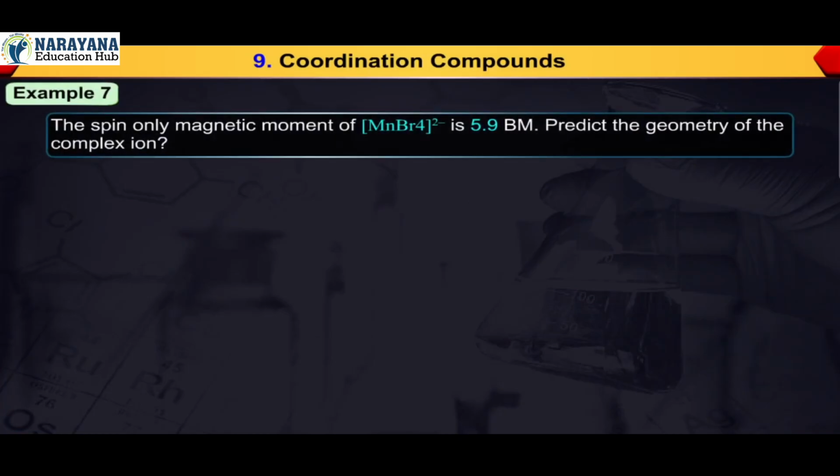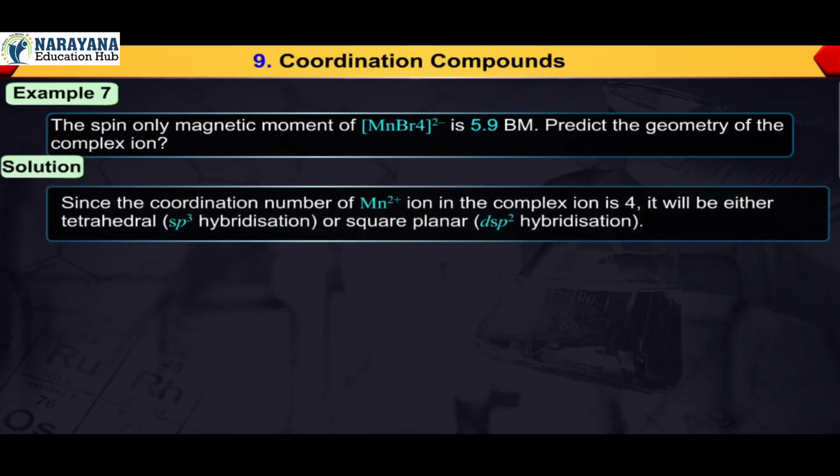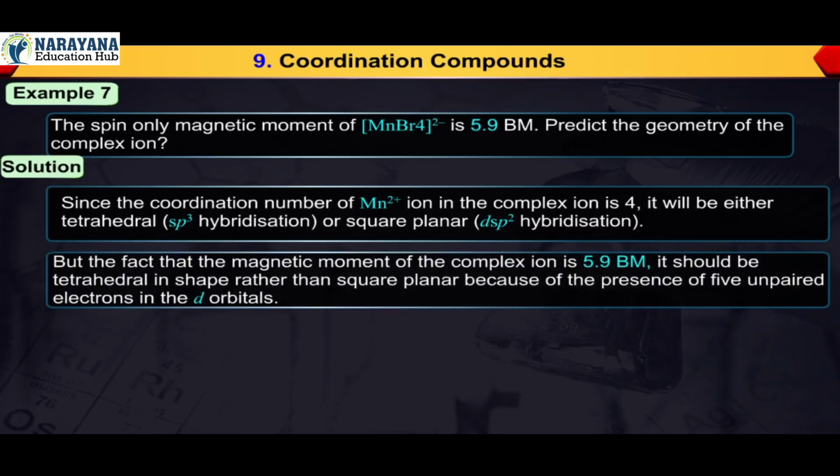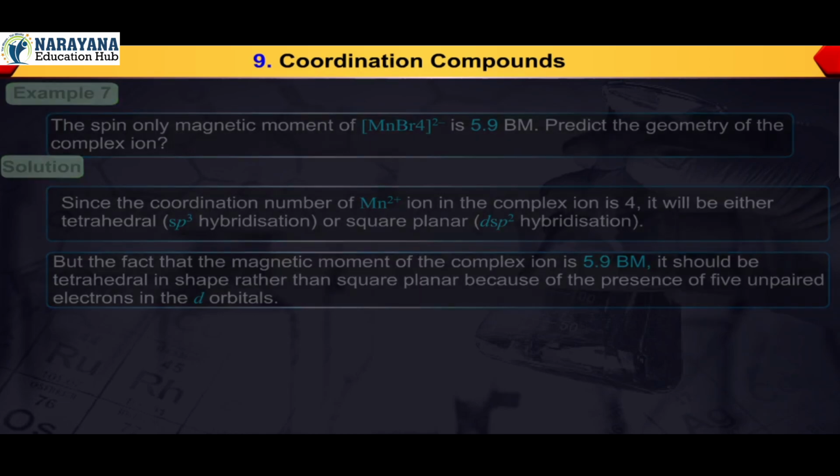Example 7. The spin-only magnetic moment of [MnBr4]2- is 5.9 BM. Predict the geometry of the complex ion. Solution. Since the coordination number of the Mn2+ ion in the complex ion is 4, it will be either tetrahedral, that is sp3 hybridization, or square planar, that is dsp2 hybridization. But given that the magnetic moment of the complex ion is 5.9 BM, it should be tetrahedral in shape rather than square planar because of the presence of 5 unpaired electrons in the d orbitals.